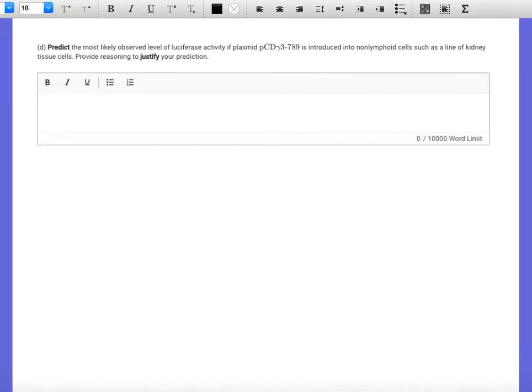Okay, now predict the most likely observed level of luciferase activity if plasmid PCD is introduced into a non-lymphoid cell, such as a line of kidney tissue cells. Provide reasoning to justify your prediction. Well, again, this doesn't necessarily have anything to do with the data, but as you all know, a cell only produces the proteins that it needs to produce to be that type of cell. So this gene is not going to be expressed in any other type of cell.